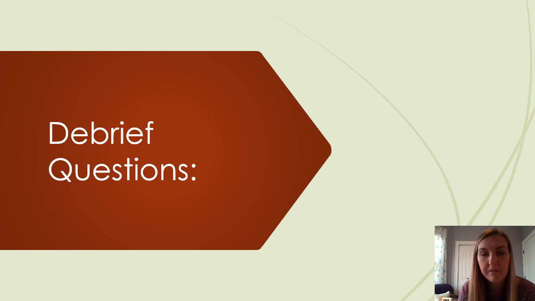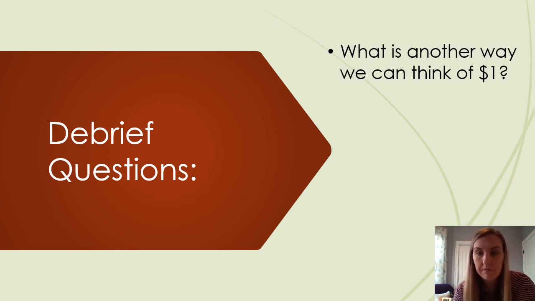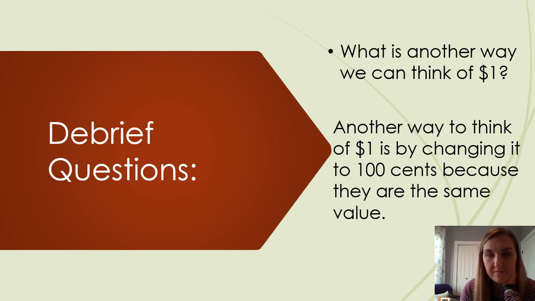All right, I have some debrief questions for you. If you are working with somebody right now while watching this video, feel free to turn and talk with them and share your thinking. What is another way we can think of $1? Turn and talk. Another way to think of $1 is by changing it to 100 cents because they are the same value. So 100 pennies equals $1, 4 quarters equals $1. There's lots of different coin combinations that make $1 and 100 cents.